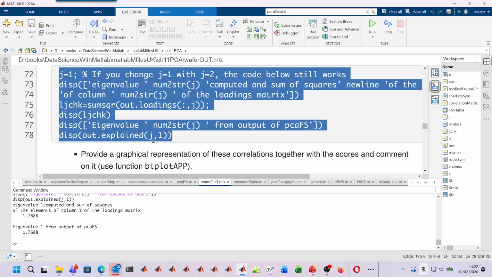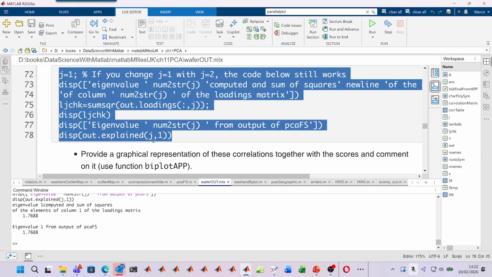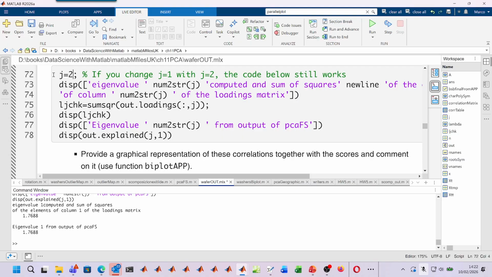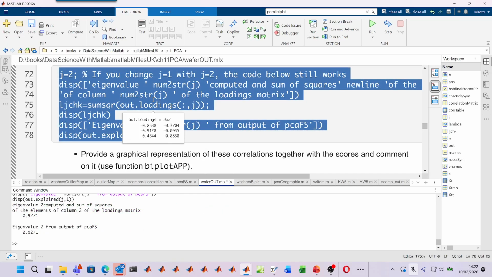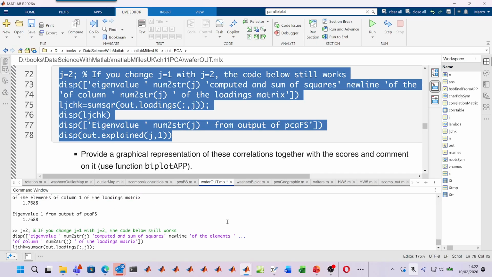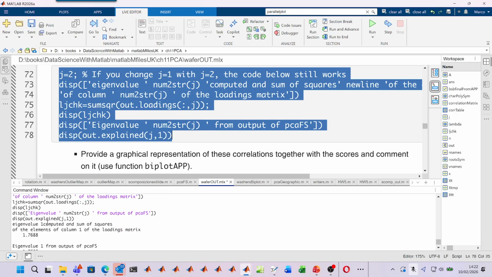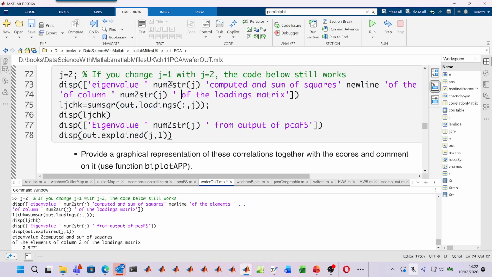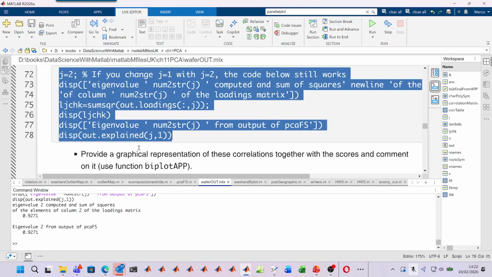So this is the code, written in the professional way. Do not write 1, write j. Then if j is equal to 1, you refer it to the first column. If j is equal to 2, then it is referred to the second column. Eigenvalue 2, right. Before we had eigenvalue 1 computed. Here there is a missing space. If you want to be fancy and extremely precise, let us see the output. Okay, now the output is very nice, with the additional space, so that the beginners can see things in a very neat way.